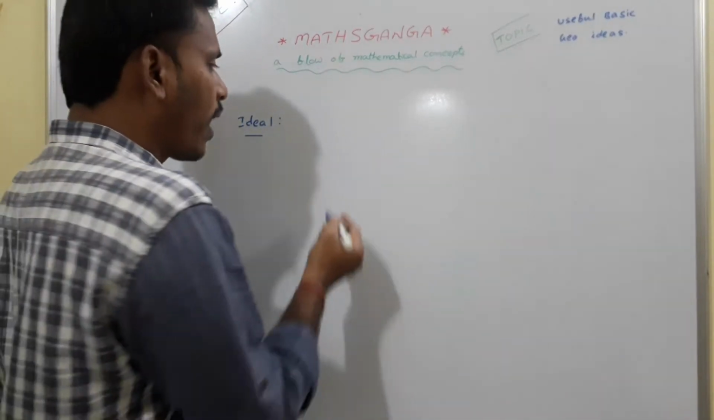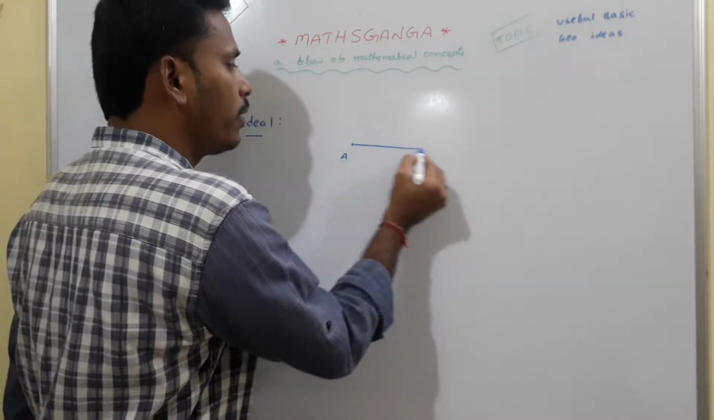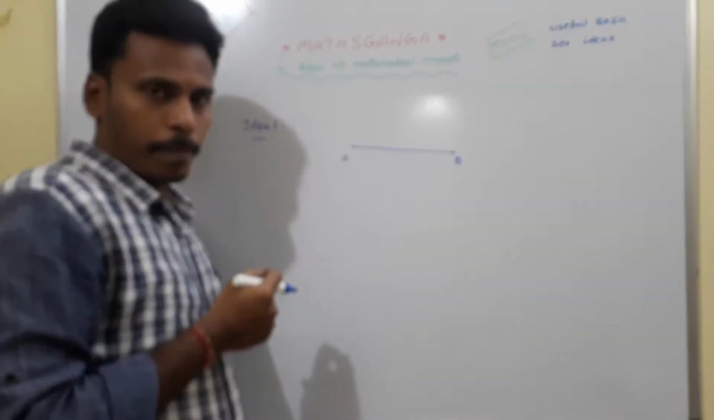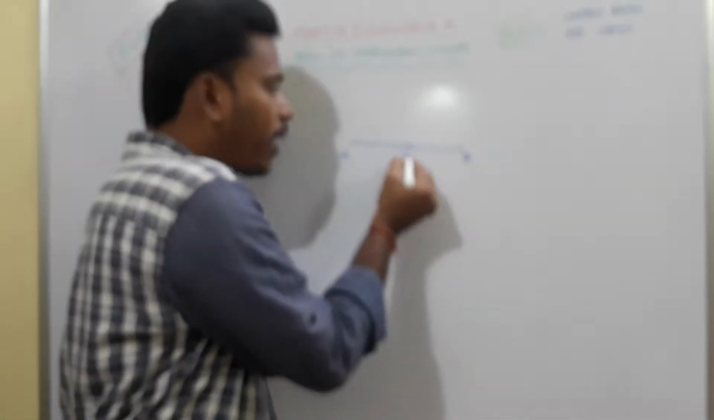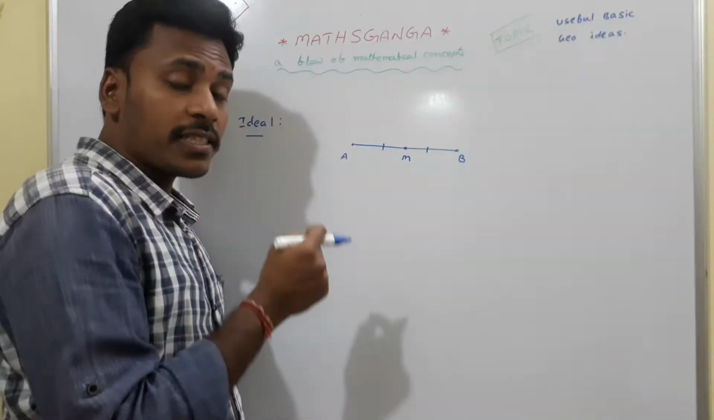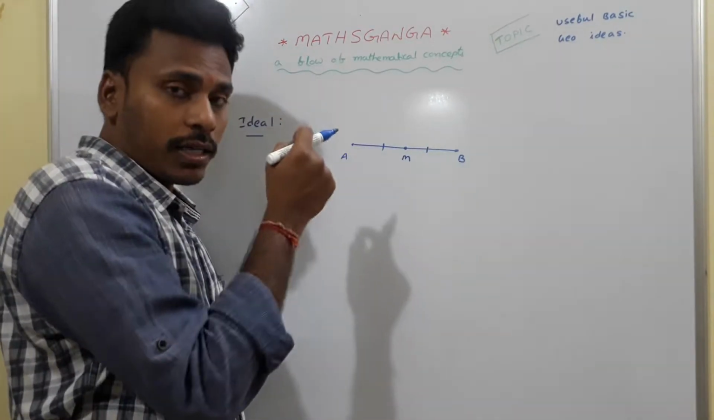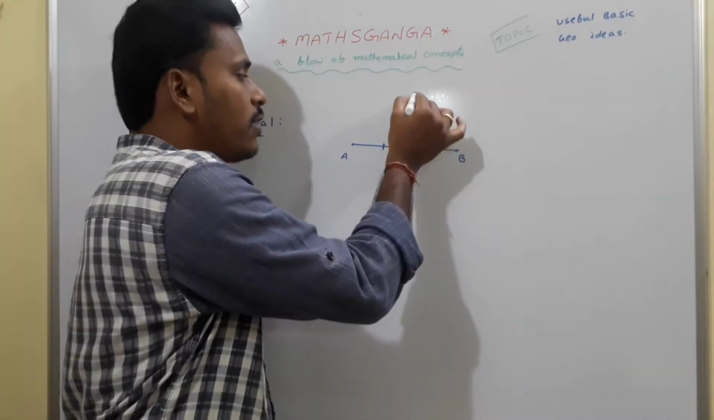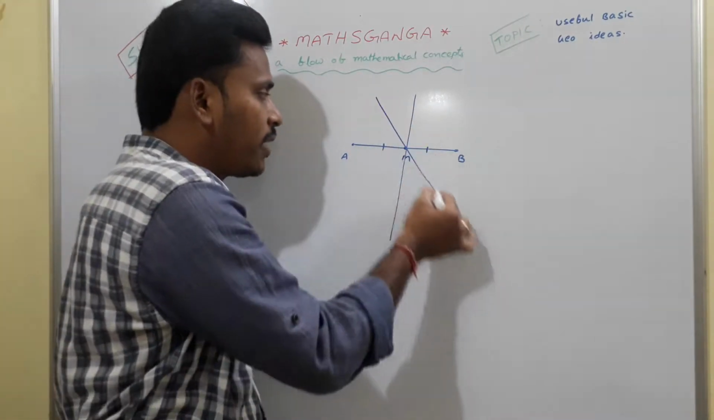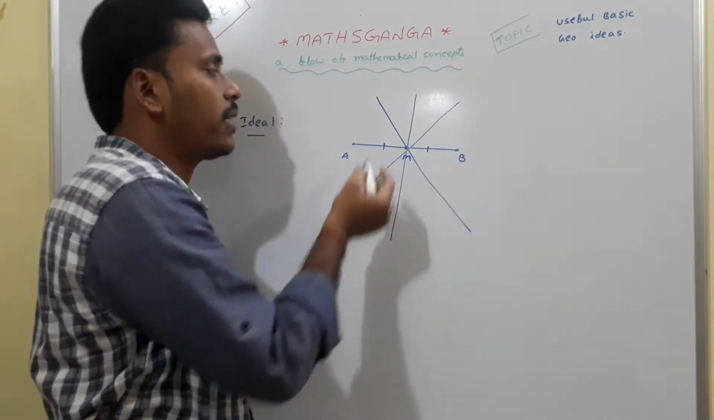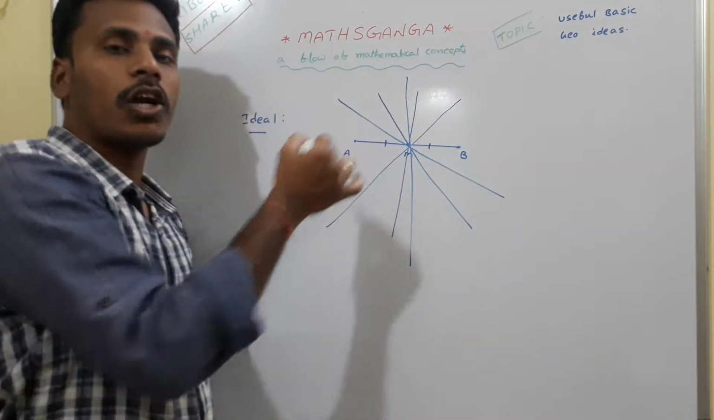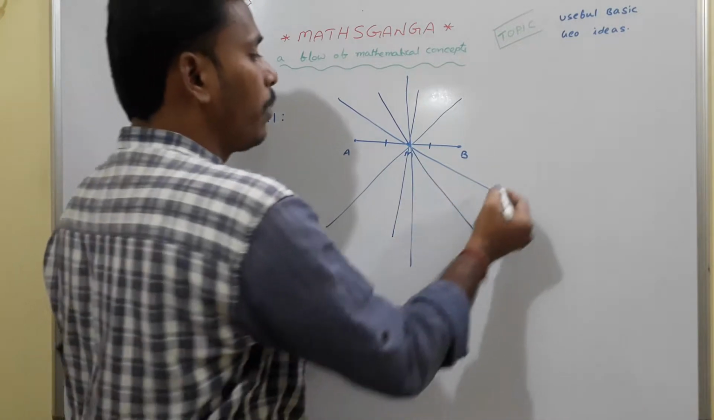For a line segment, if we have a line segment AB, this is line segment AB. If you look at point M as the midpoint of line segment AB, any line passing through this midpoint is called a bisector of this line segment. If you draw a line, this line is bisecting this line segment, it is a bisector, and this line is another bisector, and another. All these are called the bisectors of line segment AB.